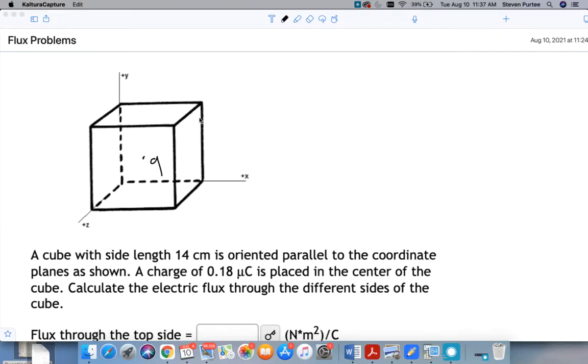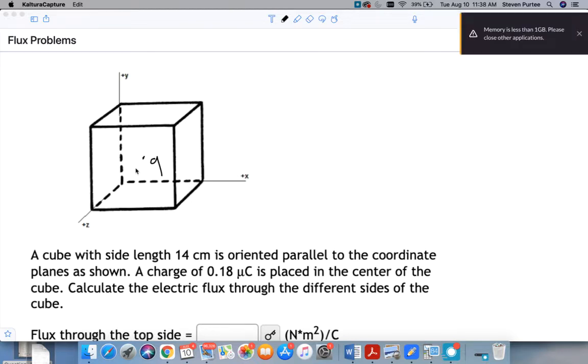Okay, let's look at a couple of different flux problems here. In this one, we've got a cube with a charge inside, and we want to calculate the total flux through each side. Now, we could do a really complicated integral. If we did this as a calculus problem, it would be very, very challenging. Or we can just use Gauss's law.